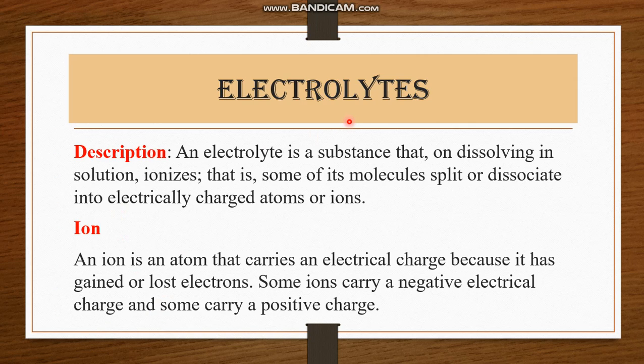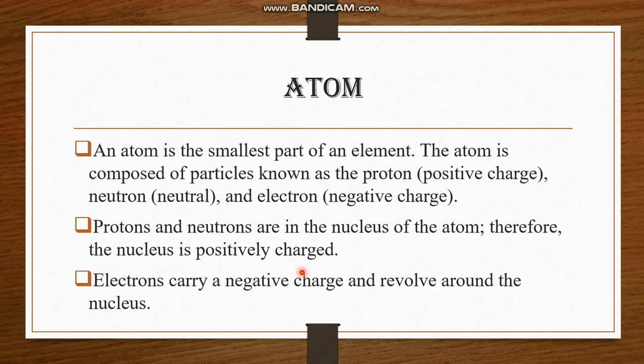First one is electrolytes. An electrolyte is a substance that dissolves in a solution and ionizes. That is, some of its molecules split or dissociate into electrically charged atoms or ions. An ion is an atom that carries an electrical charge. It may be either a positive charge or a negative charge.